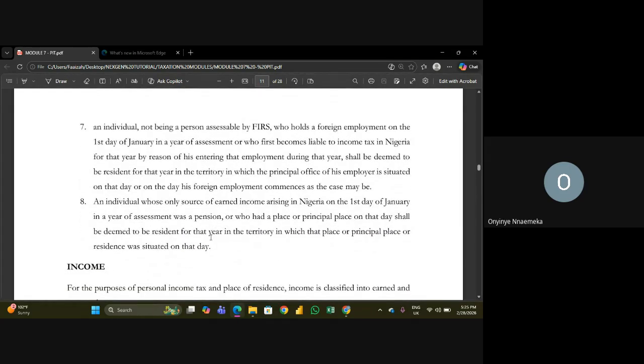So for an individual, not being a person accessible by FIRS. If you read your written aspects, you would have read the places where they talked about taxes payable to the federal government, to the state government, and to local governments. And you would know that all of the people that we have been talking about since are people that are liable to pay tax to the state government and not the federal government. And this is what they are saying here. An individual that is not supposed to be paying tax to the FIRS.